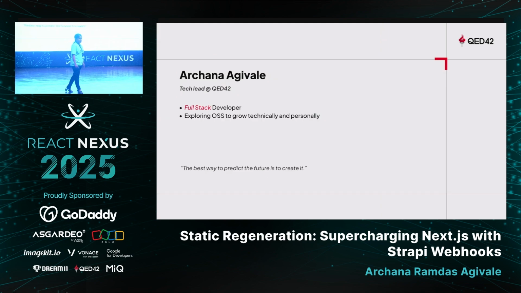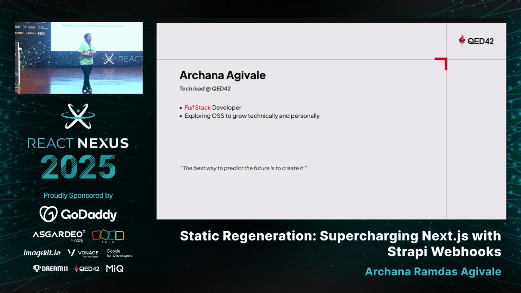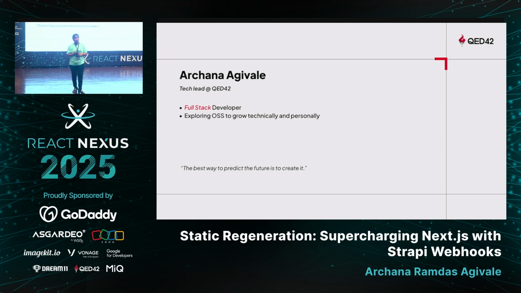Before we start, let me introduce myself. I am a full stack developer and a tech lead at QED42. I love open source in frameworks like Next.js and Strapi. I'm a core contributor for Next.js and Strapi as well. For years, I've been working at QED42 on very performance heavy websites and content driven applications.